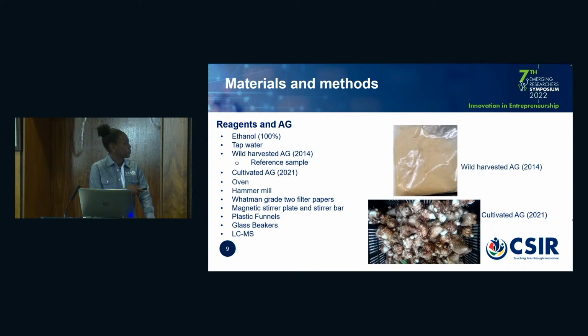The picture below shows the wild harvested ginger that we used as a reference sample. Since African ginger has become extinct, we used the wild harvested ginger that was left from 2014 when CSIR did the study on the chemical marker analysis. This was stored from 2014 in a cold room at 4 degrees Celsius to prevent microbial contamination. And the rhizomes are shown, which were cultivated from the land of the commercial farmer in 2021.